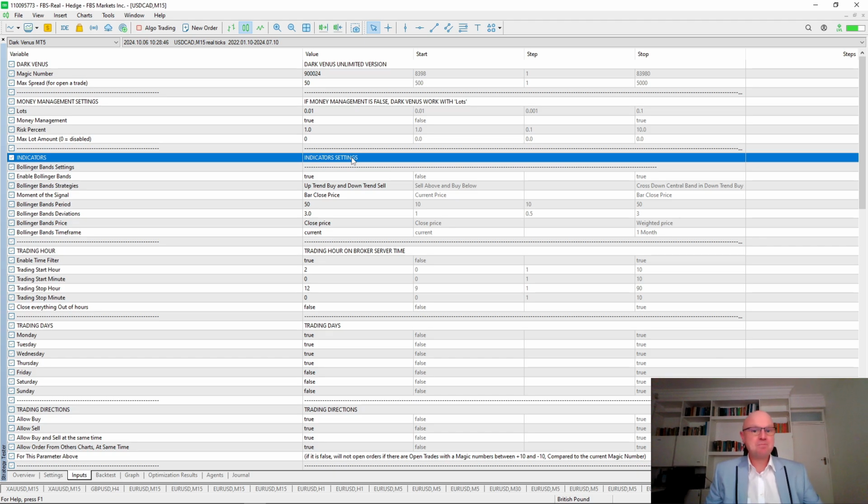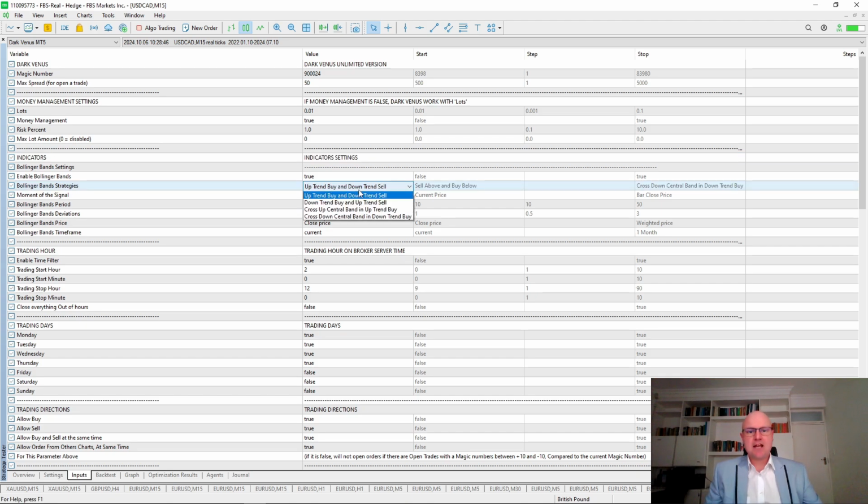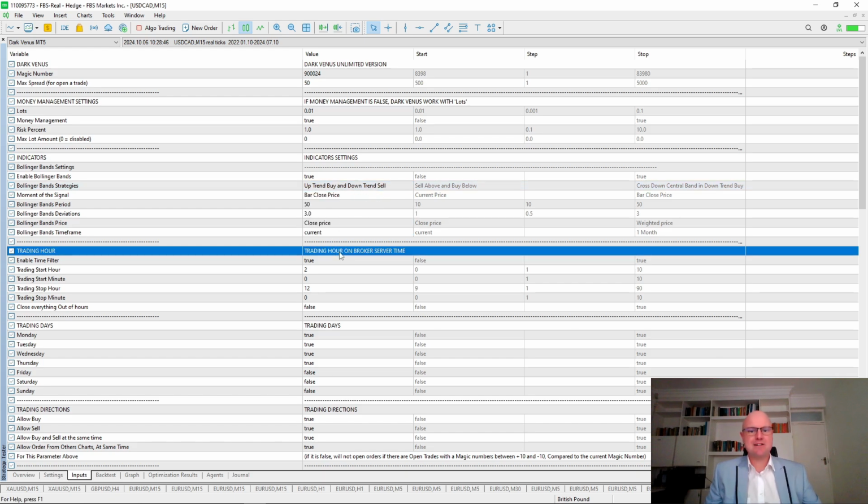Our next section is the indicator settings, and the indicator uses a Bollinger Band with a period of 50, and I'm using strategy number 3. Strategy number 3 is a trend following strategy that buys during an uptrend and sells during a downtrend, using the 50 period of the Bollinger Band to determine the trend.